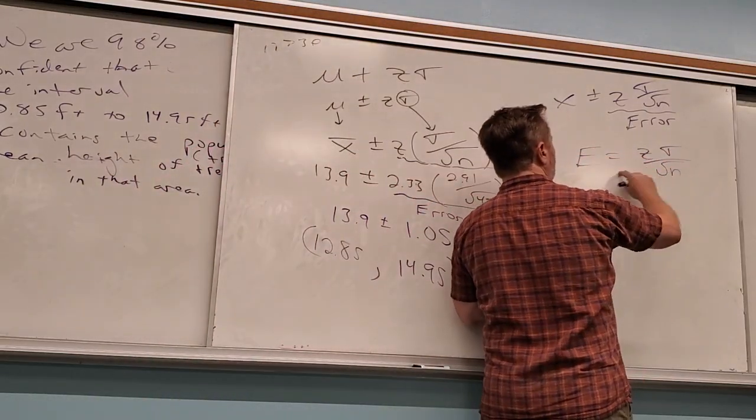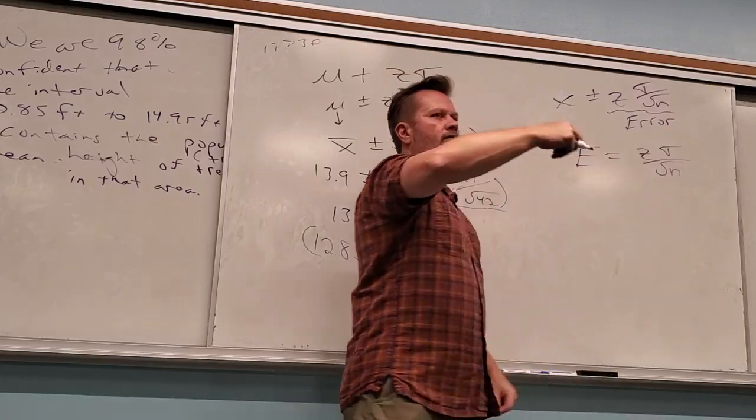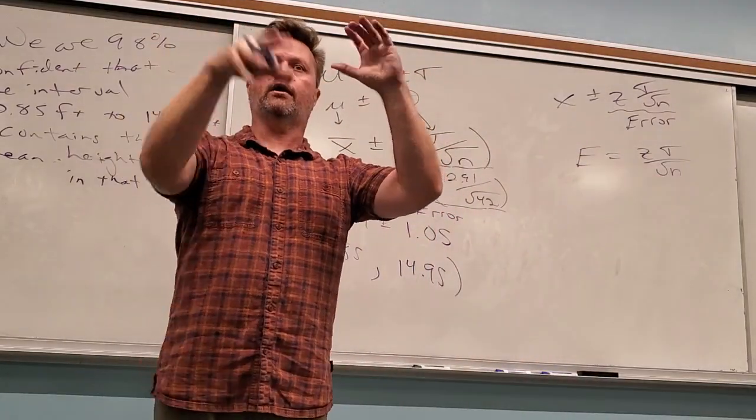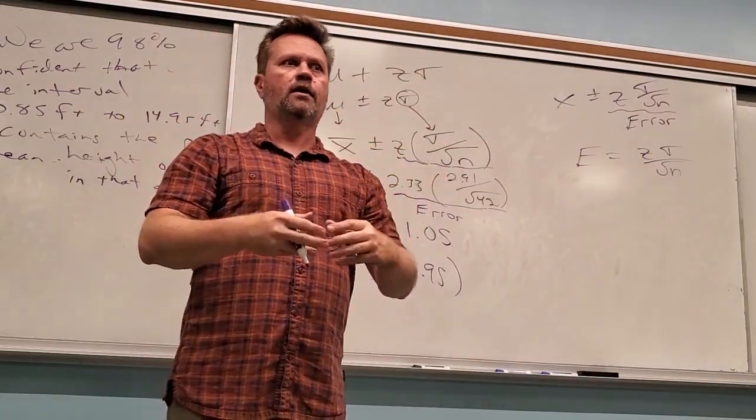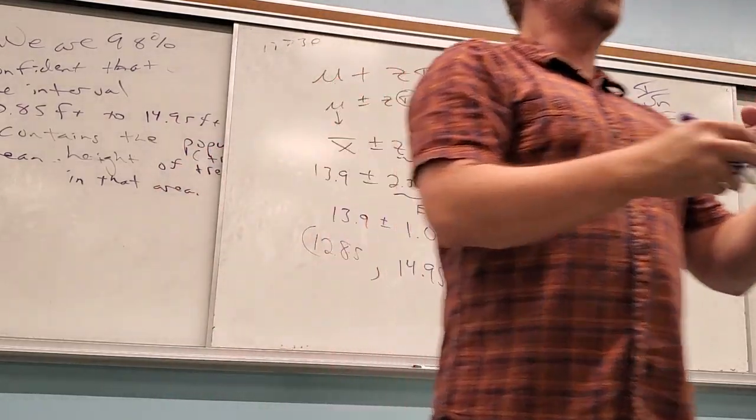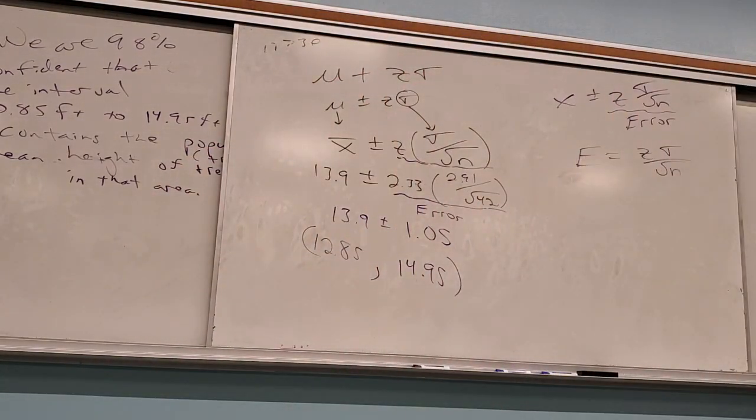So if I could solve this for n, I could then have an equation where I could plug in an error and see what sample size will create that. I call that a feasibility study. Have you guys heard of the word feasibility? If something's feasible or not? What does that mean? If it's possible, exactly.